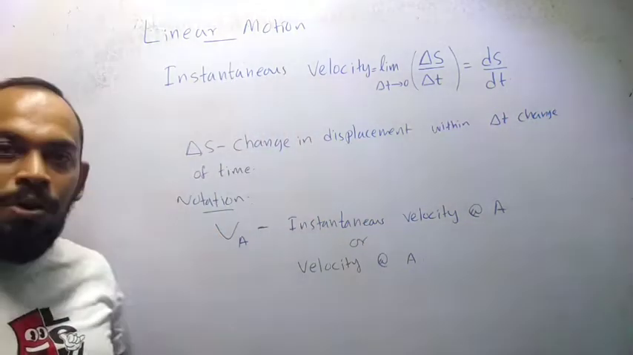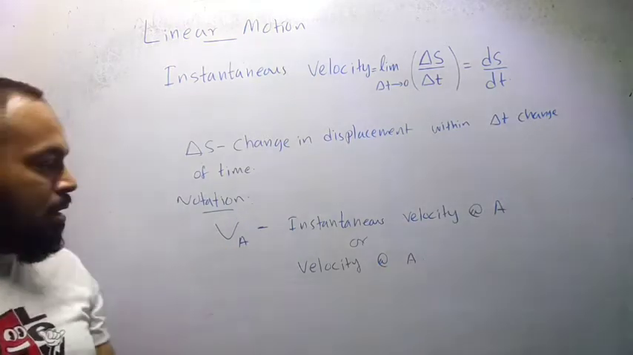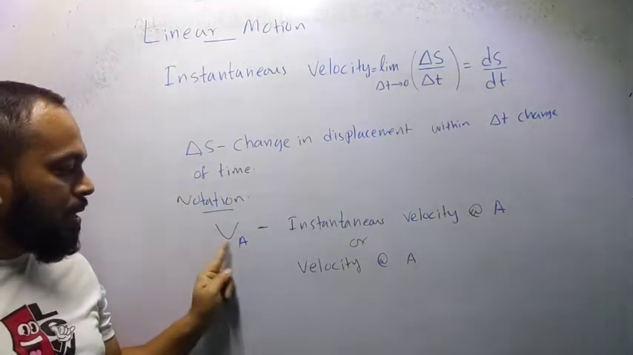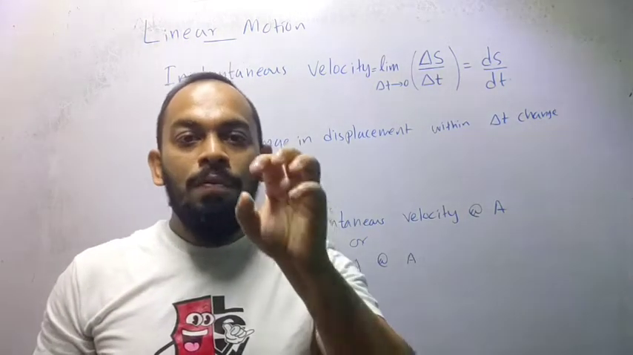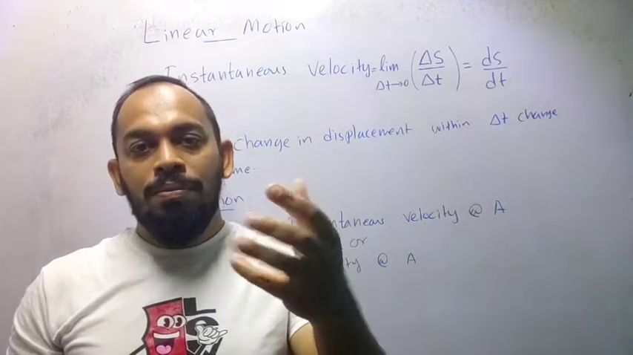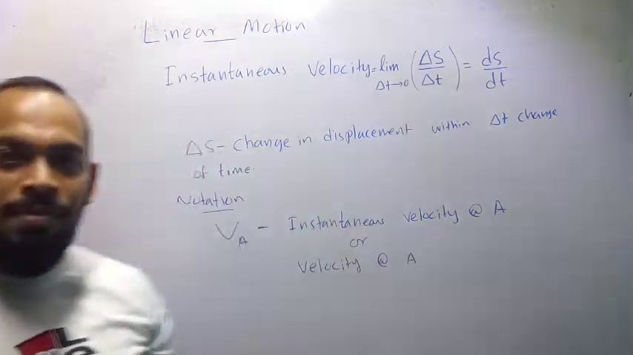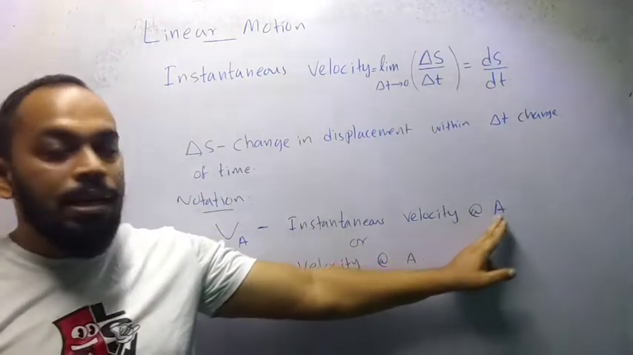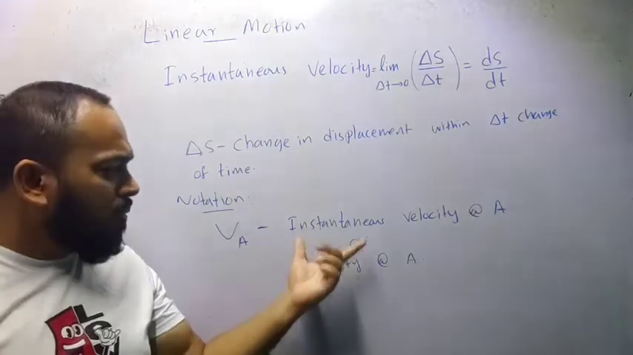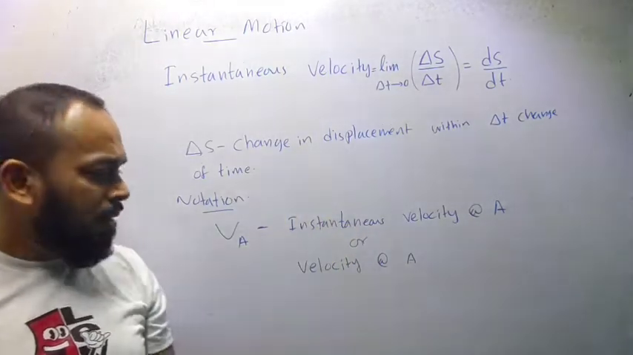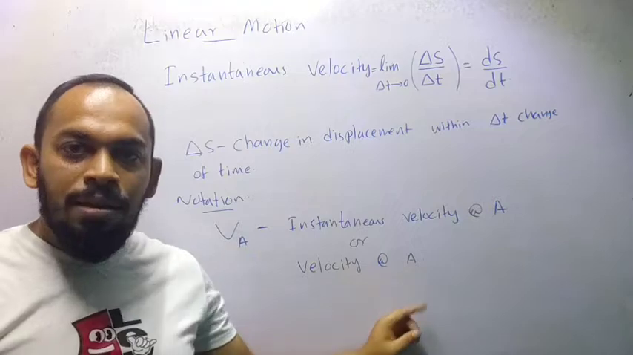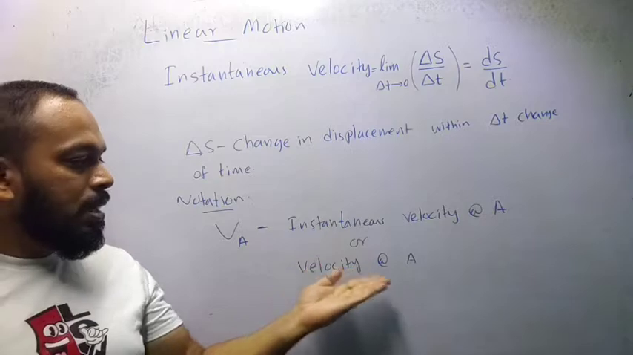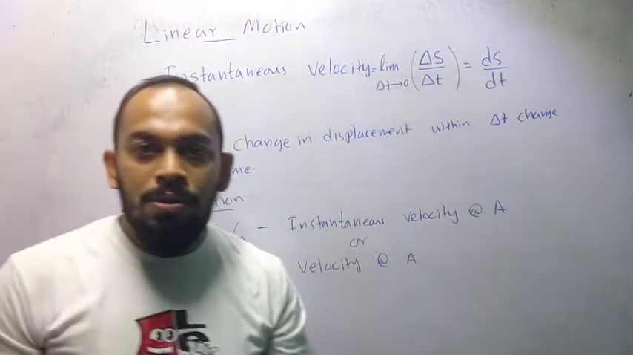So what is the notation? How do you define instantaneous velocity? You can say V sub A. When you say V sub A, that tells you the velocity of a particle at position A, hence instantaneous velocity. We can read it as instantaneous velocity at A, or simply, we don't have to mention instantaneous all the time. When we say velocity at A, "at" refers to a specific position or specific time. So velocity at A is actually the instantaneous velocity.